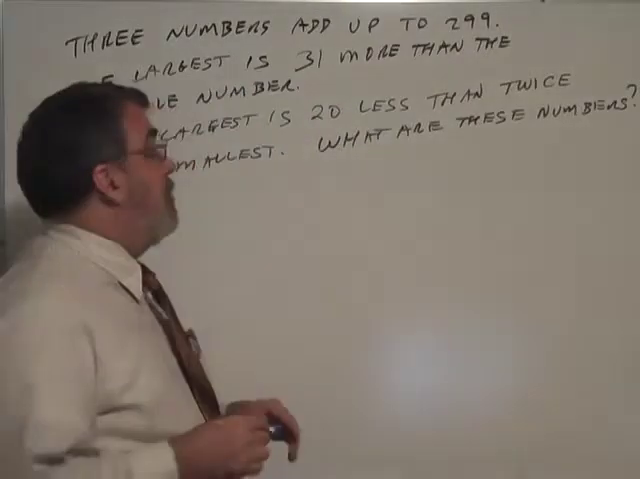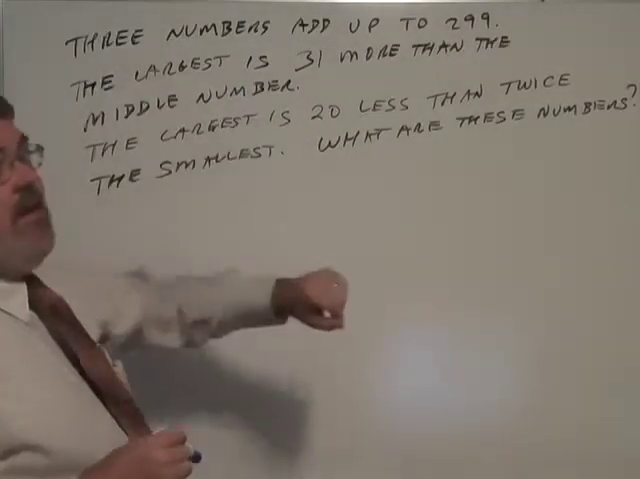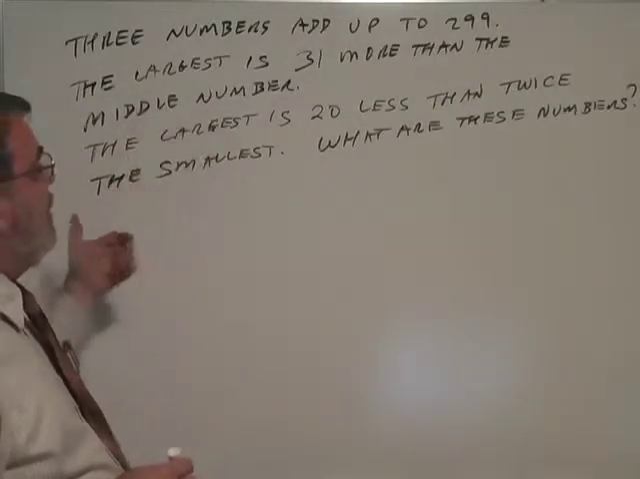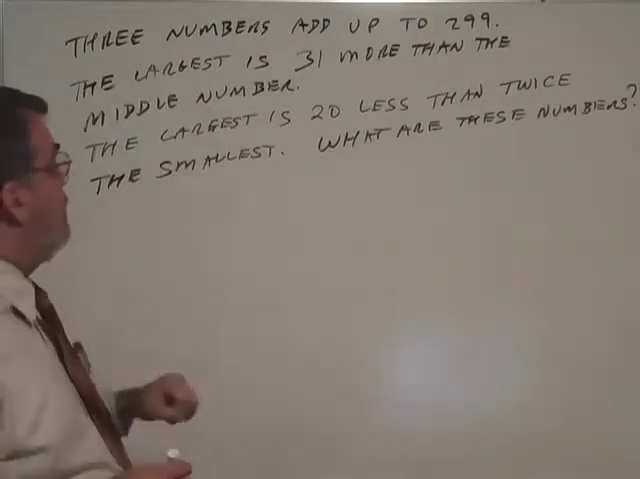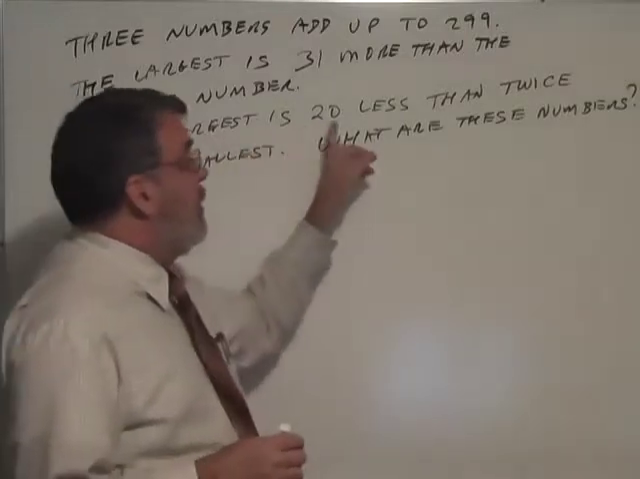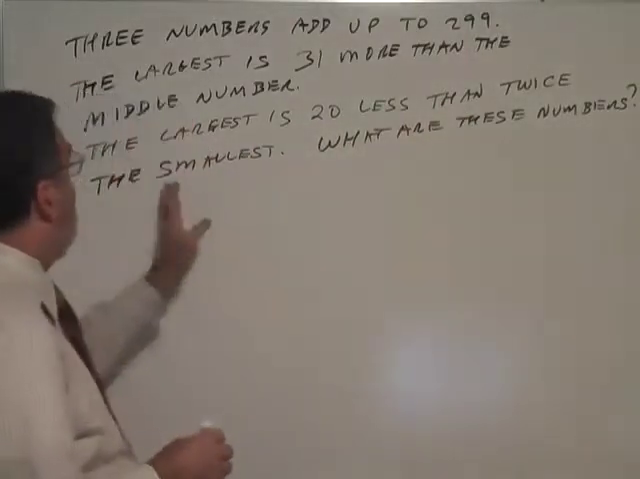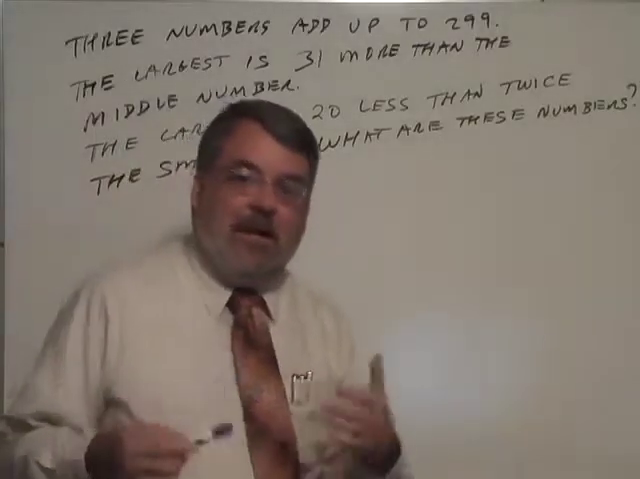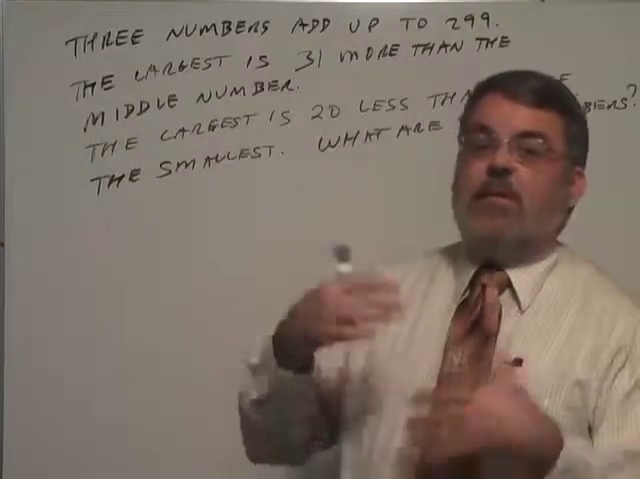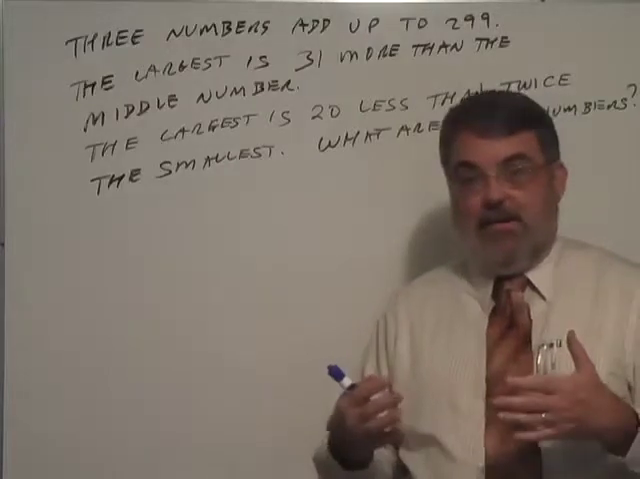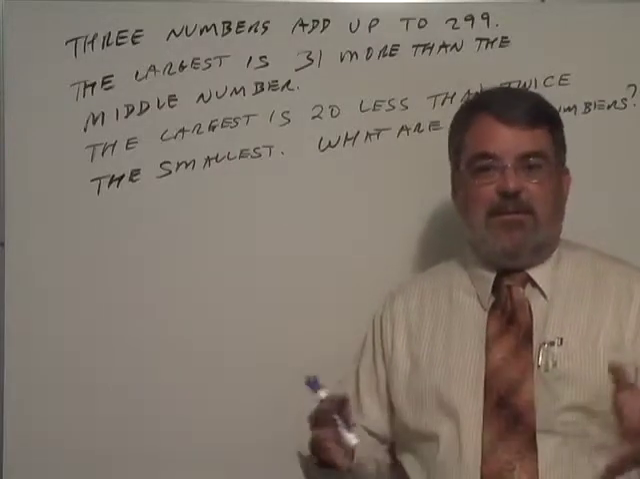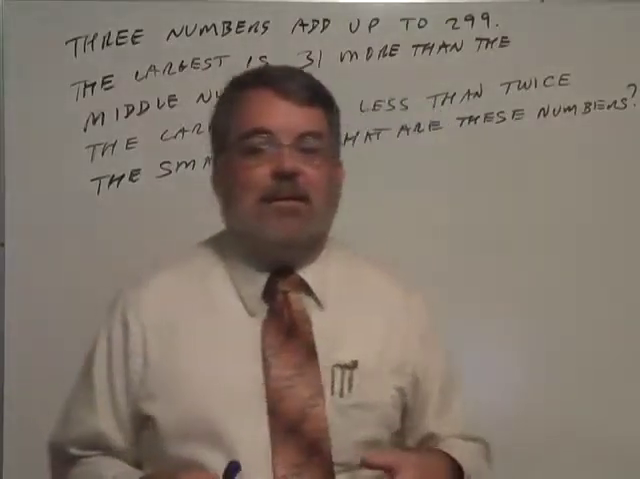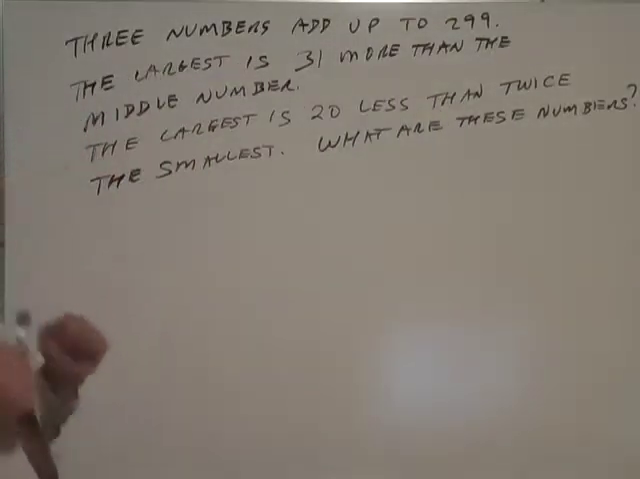So here we go. Three numbers add up to 299. The largest is 71 more than the middle number. The largest is also 20 less than twice the smallest number. What are these numbers? Now, I like to give problems like this where the numbers are large enough that they're difficult to guess, because I want you doing algebra. If you're my student, I want you to do algebra, not sit there and guess the answers. So, let's go with it.